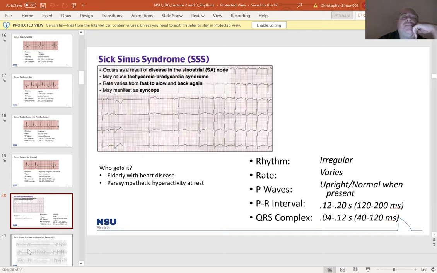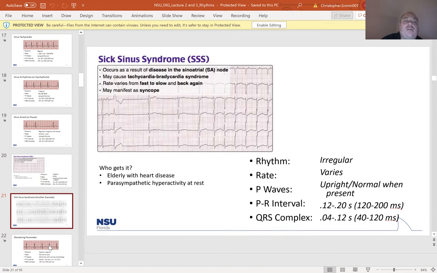Basically, what this is indicative of is, I love the name, sick sinus syndrome, because it couldn't be a better explanation. Your sinus SA node is basically sick. It is not functioning properly, and it's confused as to what its rate is supposed to be. And sometimes it's going fast, sometimes it's going slow. So that's basically sick sinus syndrome. Pretty simple to identify when you see alternating patterns of bradycardia and tachycardia. That's it, okay?